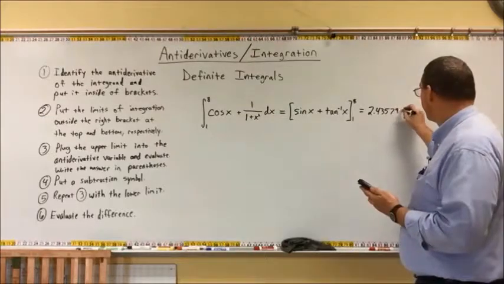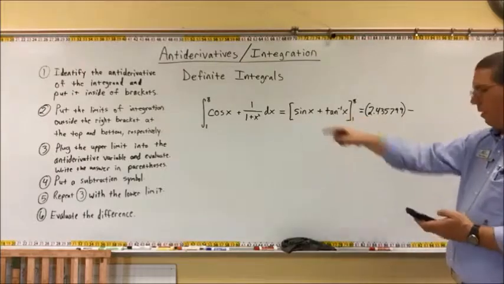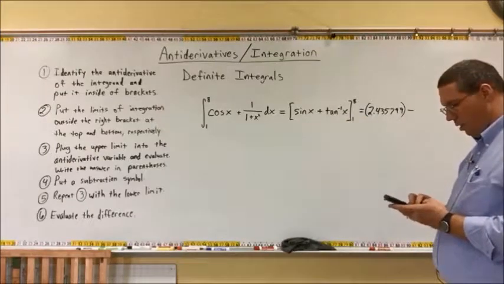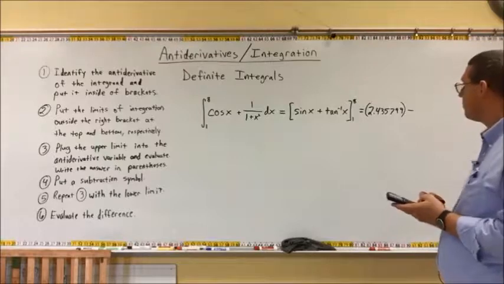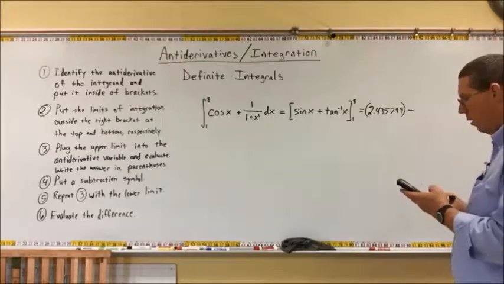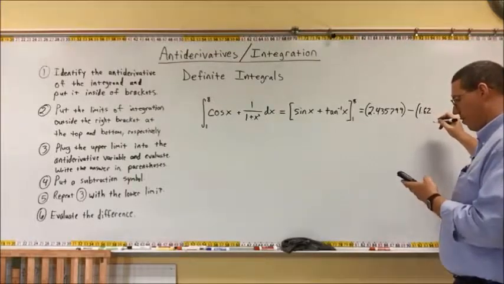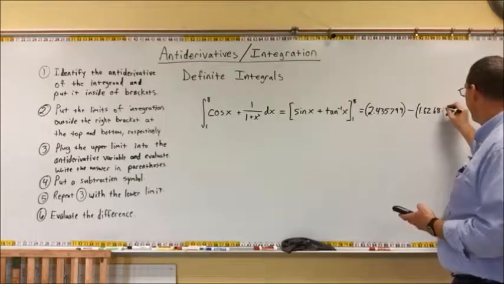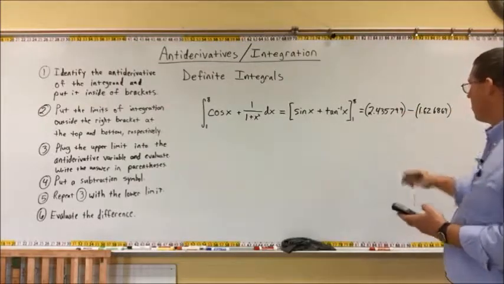2.435799. Okay, put that in parentheses. Minus, now I'm going to plug in 1. Sine of 1 plus tangent inverse of 1, and I get 1.626869. Okay, and now I just do this number minus this number.